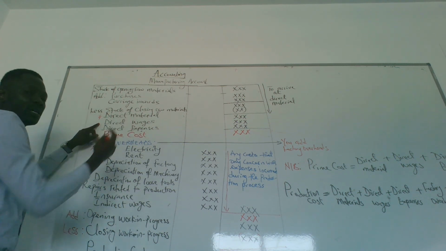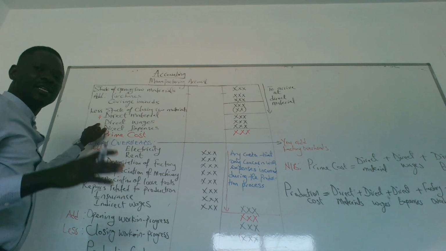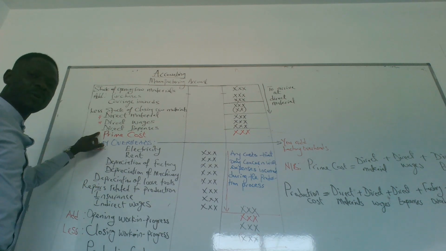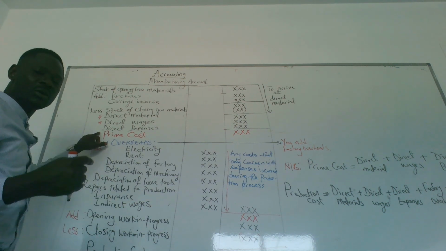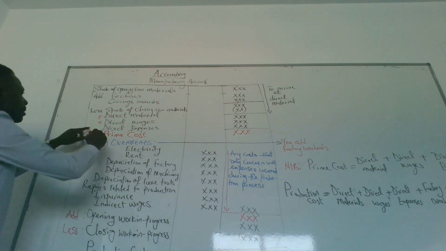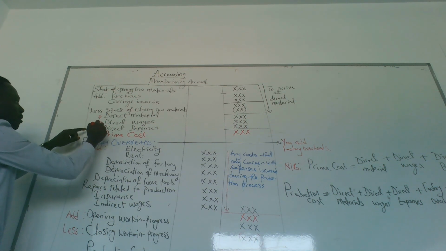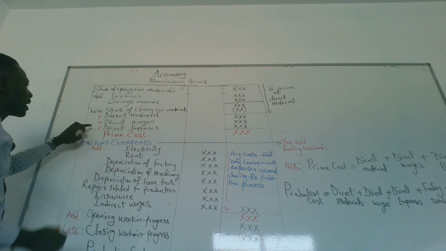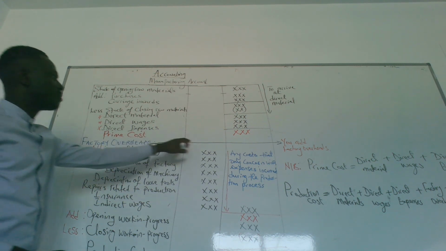Then direct wages are wages that are linked to factory workers. Then we have direct expenses, which are expenses that are incurred in the course of purchasing the raw material, so in the course of production. So that's all. Direct material, direct wages, direct expenses give us the prime cost.